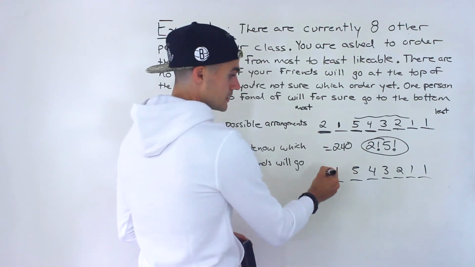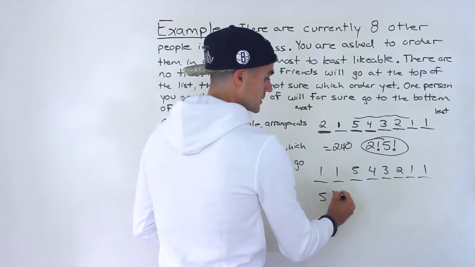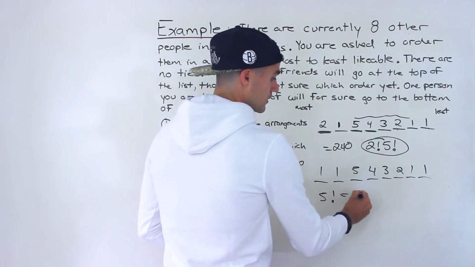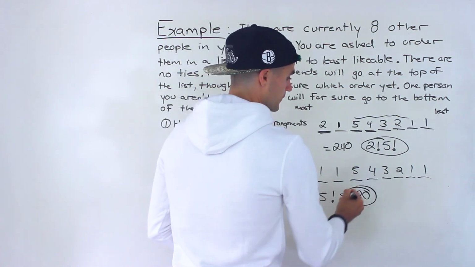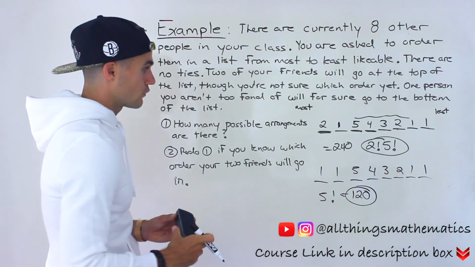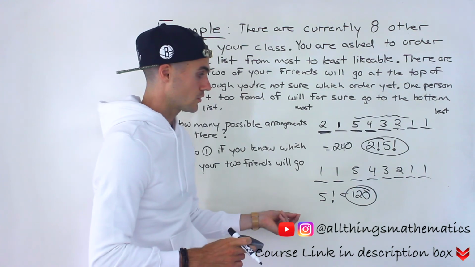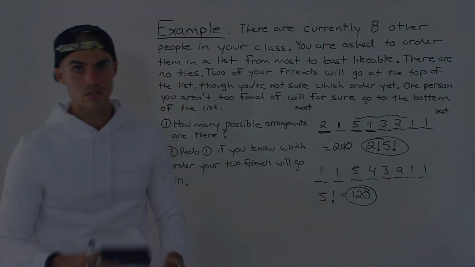Right? So it'd basically be 1 times 1 times 1 times 5 factorial. That's what the answer would be, and that would end up being 120. Right? So if you're not sure which order your friends are going to go in, it's 240. If you do know which order your friends are going to go in, the answer is 120.